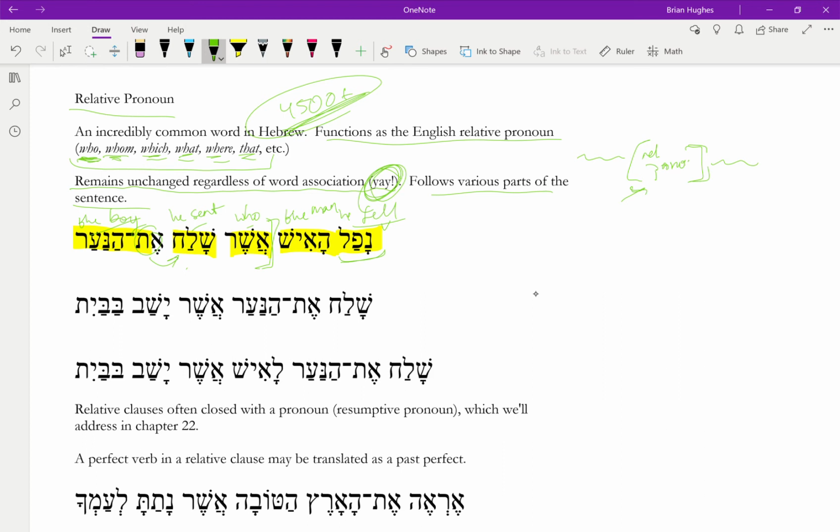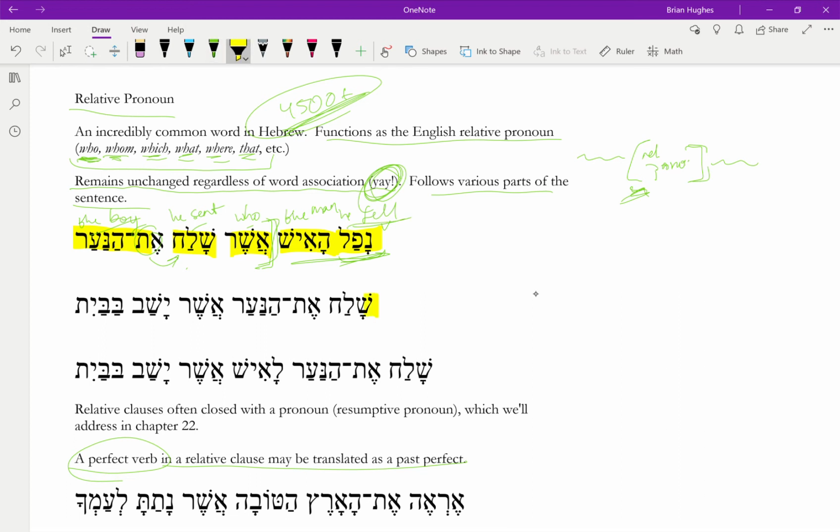So it's still the man fell, but we've paused to add a little bit more information about this man. Which man? Oh, the man who sent the boy. And we'll learn down here that a perfect verb and a relative clause can be translated in the past perfect. So we actually might say the man who had sent the boy fell.